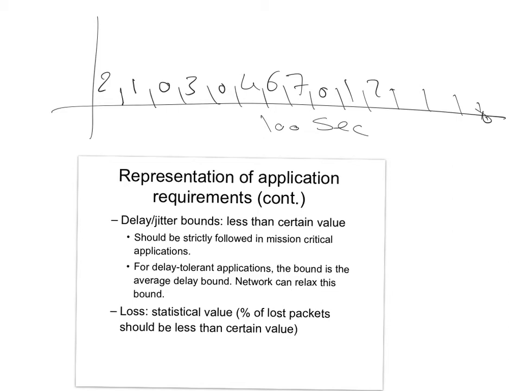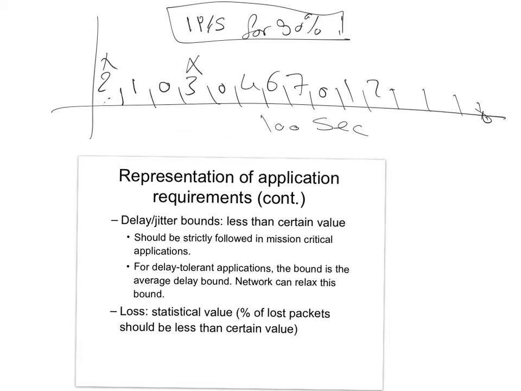Again, the quality of service is we need to maintain 1 packet per second for 90% of the time. So this quality of service is represented by 2 numbers. We need to have a maximum drop rate for a specific percentage of time. So this violates, right? This one violates. This one violates. This one violates, and so on.